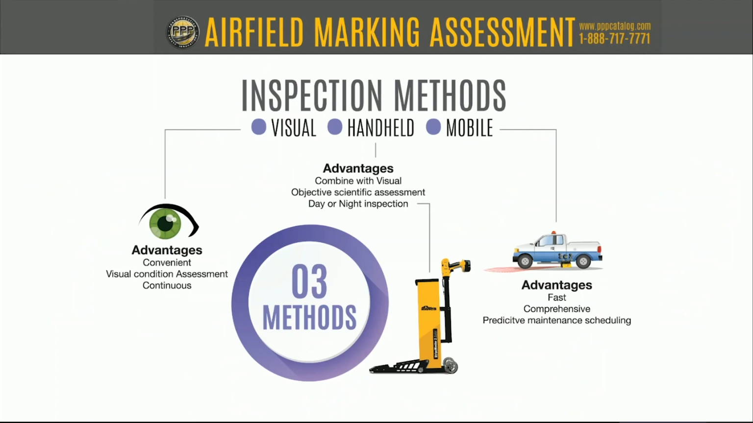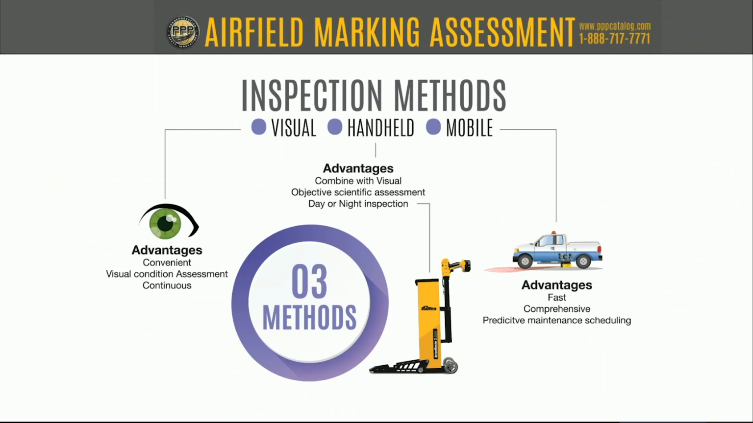Next is the handheld. The advantage of a handheld device is that you can combine it with the visual. So not only can you do your visual, but while you're there, you can use a handheld instrument. What's really important here is it's objective. It is a scientific assessment. It is not something of, oh, well, that line pops, or that line looks bright enough. You actually have a number to go by, and that's the critical point for roadways and runways.